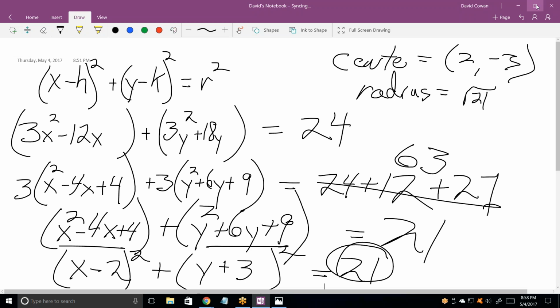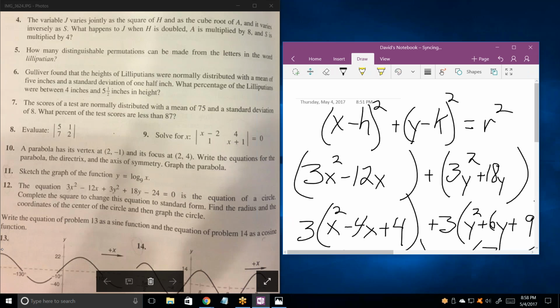In fact, if we look at the question, they can't possibly ask much other than that. Complete the square to change this equation to standard form. We did that. Find the radius and the coordinates of the center of the circle. We did that. Graphing the circle, I'll leave that up to you. Just start at the center and make a radius of root 21 and go from there. Gotcha. Okay. Boom. That's a good one to stop at.